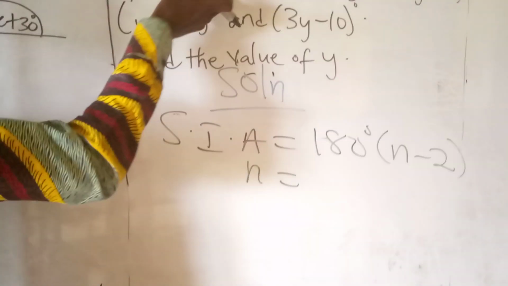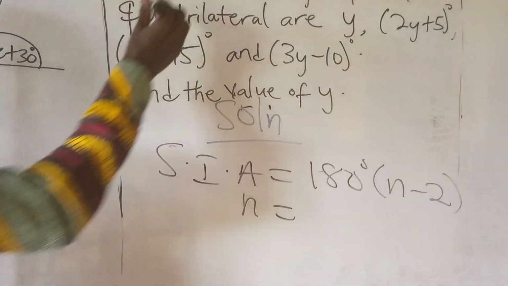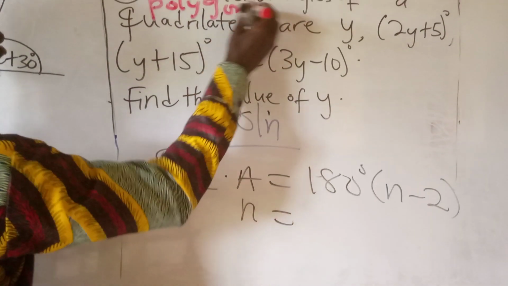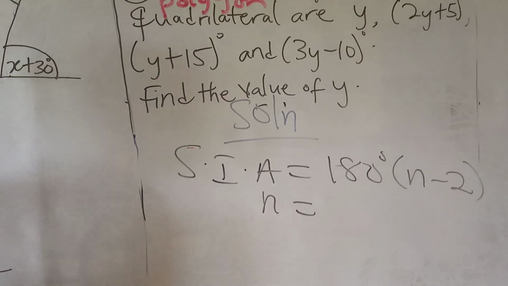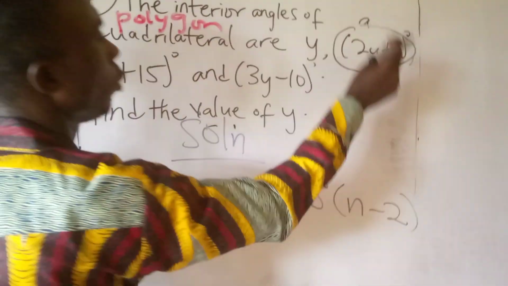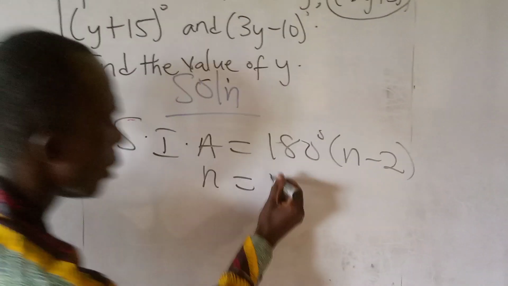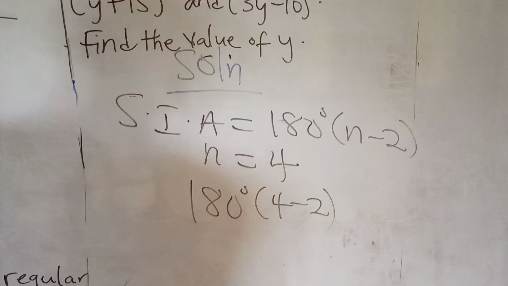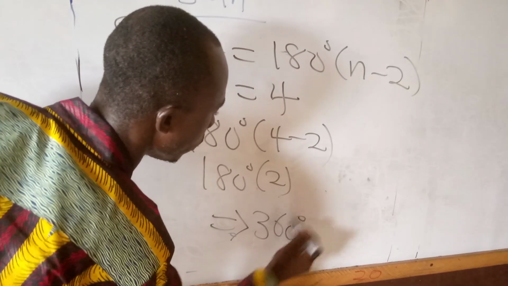Even when they don't give you a quadrilateral in the question, please take note. If they say the interior angles of a polygon and they don't tell you the number of sides, you just count these angles. You take this bracket as 1. So 1, 2, 3, 4. This means we have 4 sides. So n is equal to 4. So 180 times 4 minus 2, 180 times 2, we are getting 360 degrees.